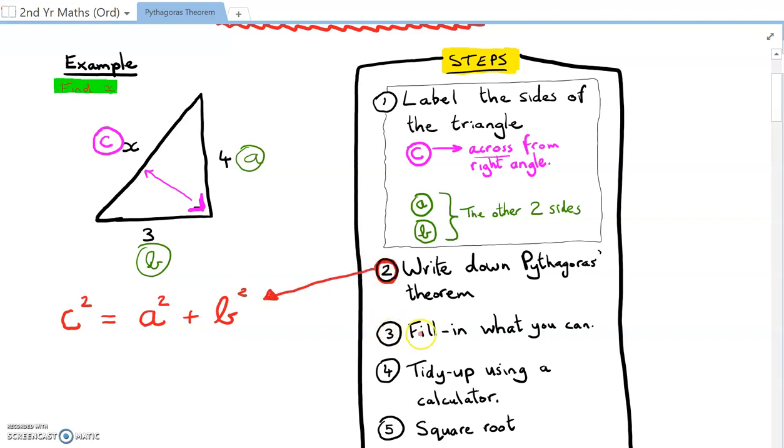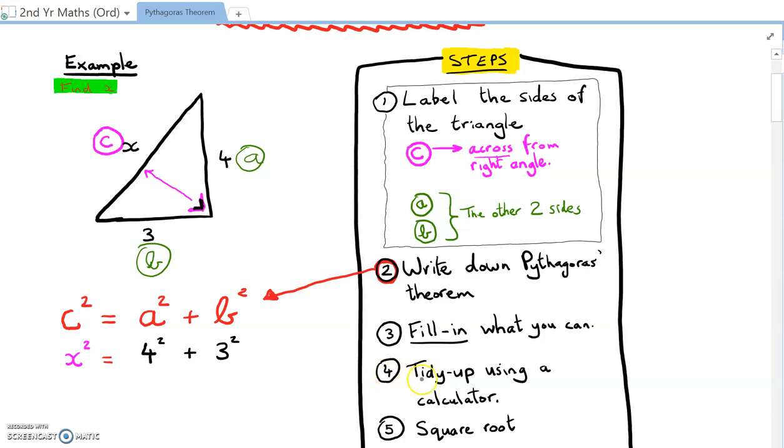Now on to step 3. Fill in whatever you can. Okay, in this theorem that we just wrote down, can we put in anything for these letters that we know of? Well, let's see. What is C? It's x. So I'm going to put in x squared instead. What is A? It's 4, isn't it? So I'm going to put in 4 squared instead of saying A. And what's B? It's 3. So I'm going to put in 3 squared. So I filled in whatever I have that I can fill in.